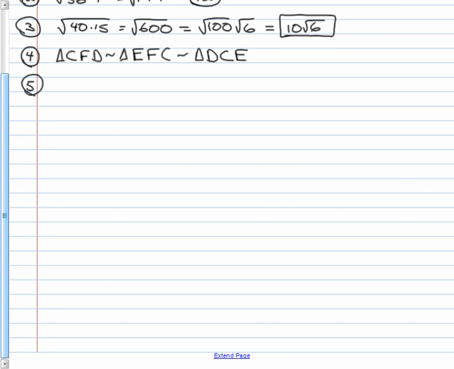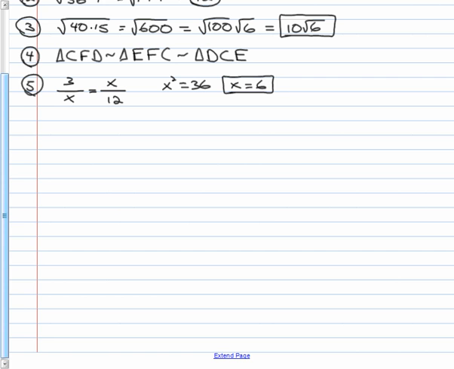Number 5. Find X, Y, and Z. Let's start with X. Is X in a geometric mean position? Yes, it's an altitude. So I'm going to put X in my geometric mean. It's a geometric mean between what and what? 3 and 12, those two segments of the hypotenuse. So X squared would equal 36, or X equals what? 6. Square root of 36 is 6. So that went nice and easily.